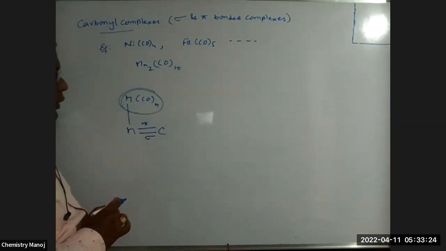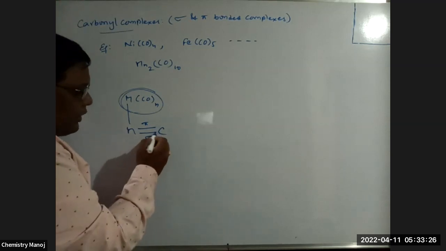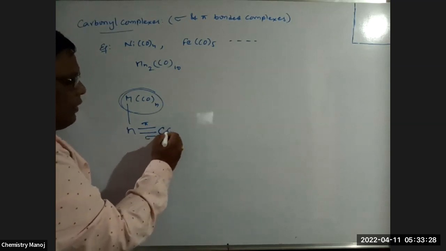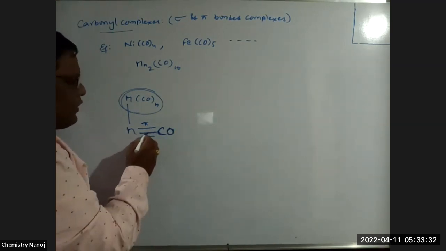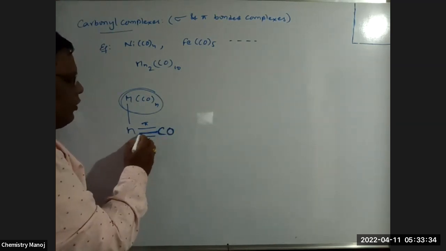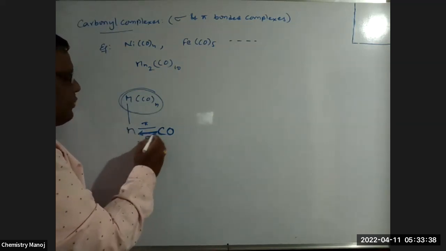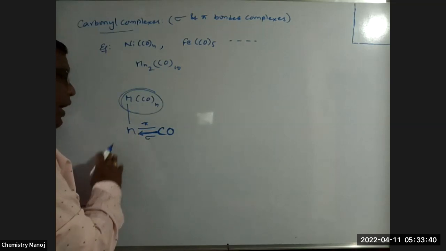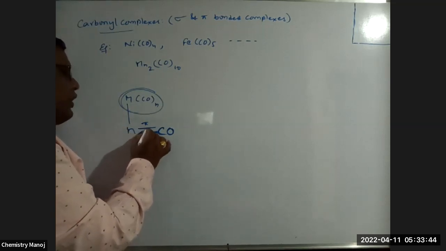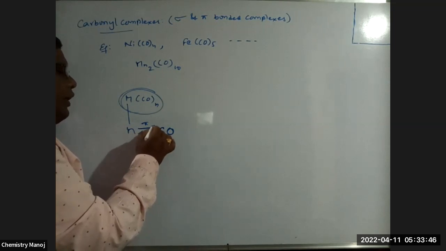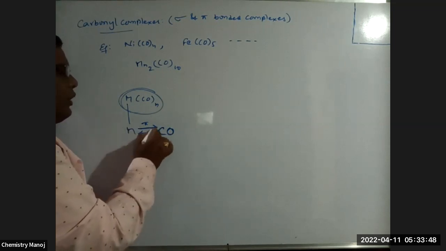Now next, among these two bonds, from the carbon of carbon monoxide, first of all an electron pair is donated to the metal atom, which forms the sigma bond. After that, the lone pair present in the metal atom can also be donated back to the carbon monoxide, forming another bond.